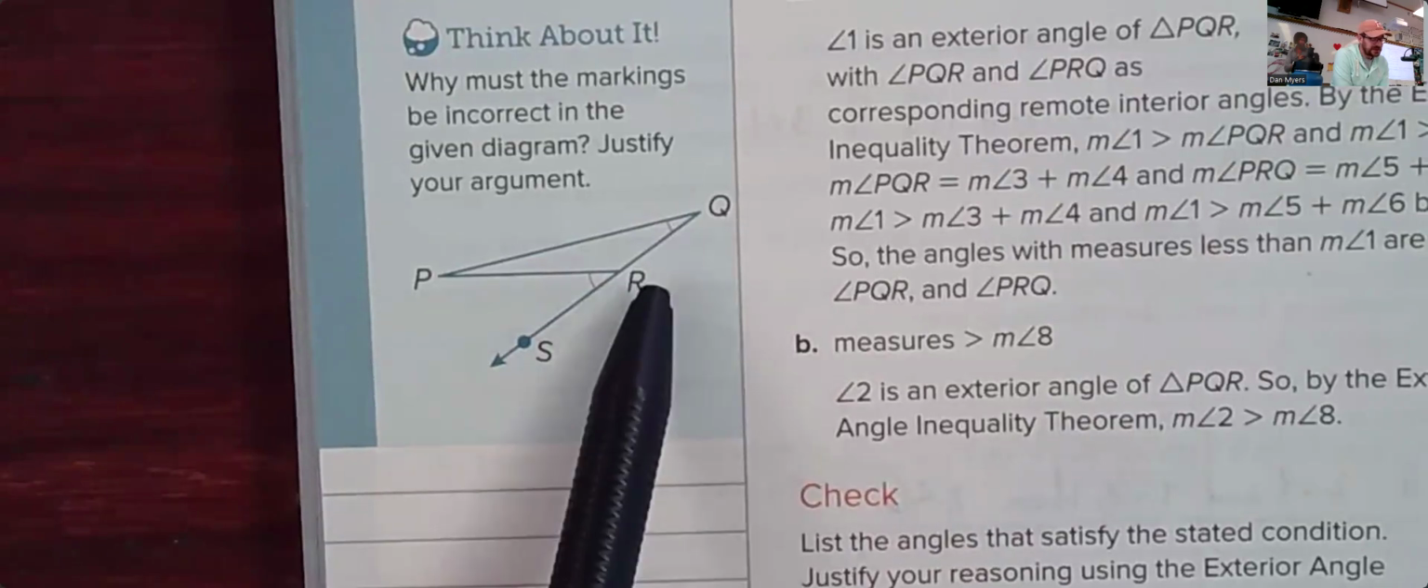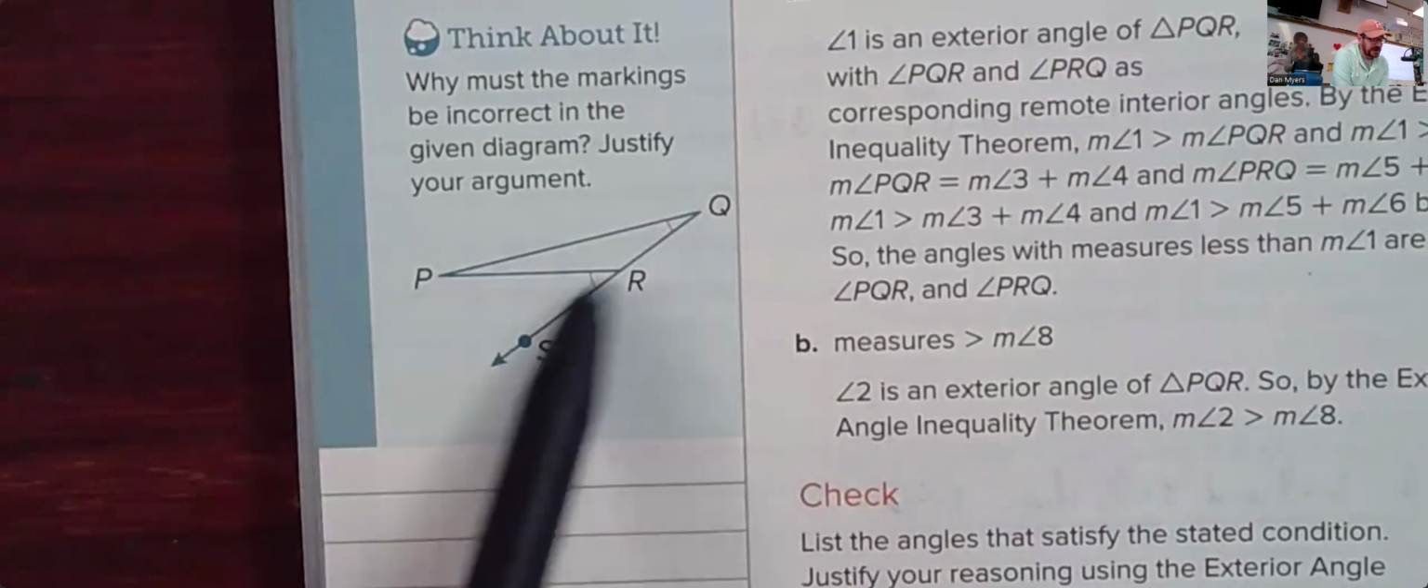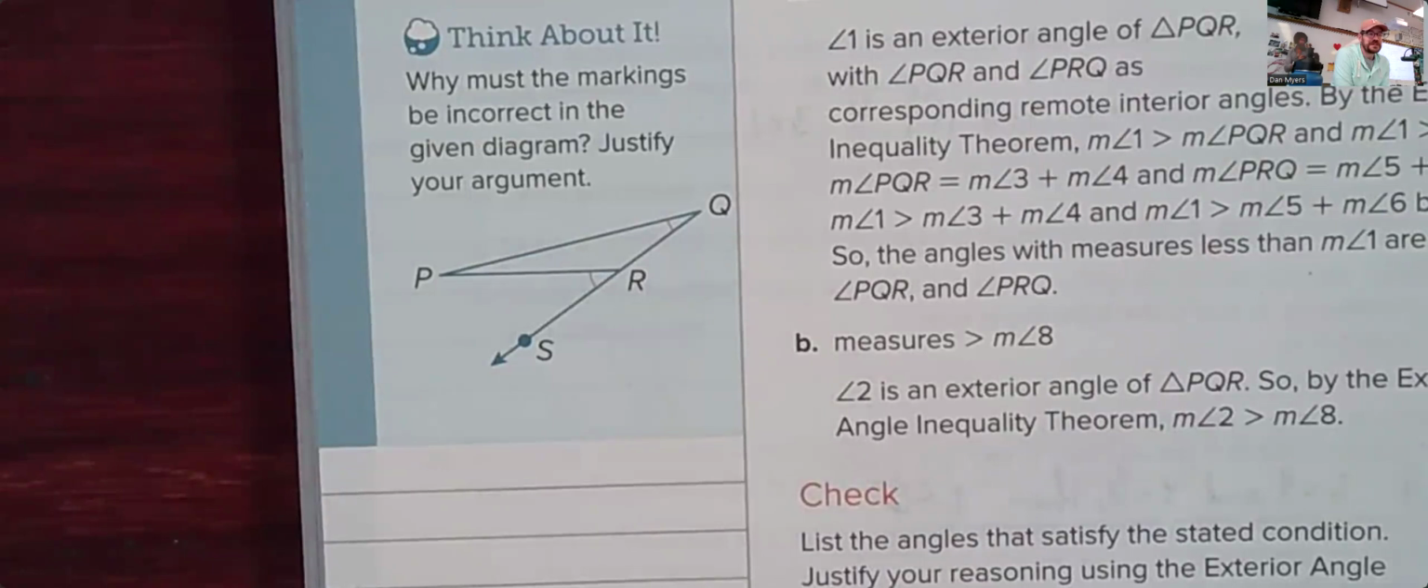Why is angle Q not equal to angle PRS? Why do we know that's false? What's that? We don't know if it's isosceles or not. Zach?